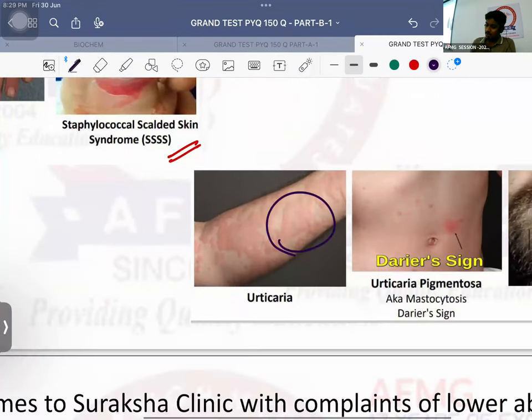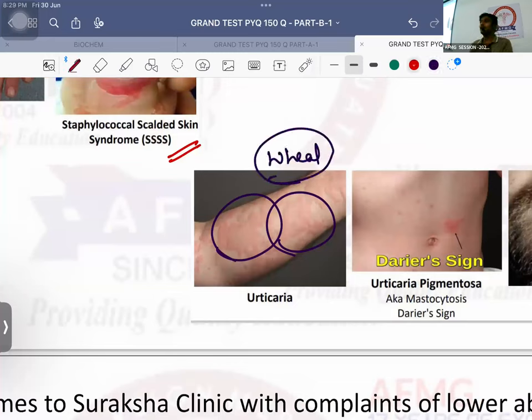What is this? This is known as a wheal. That is seen in a condition known as urticaria. There can be multiple causes of urticaria. Heat, cold, solar, cholinergic, multiple causes. Okay? And it will fade on its own. It is a self-limiting condition. Nothing needs to be done.